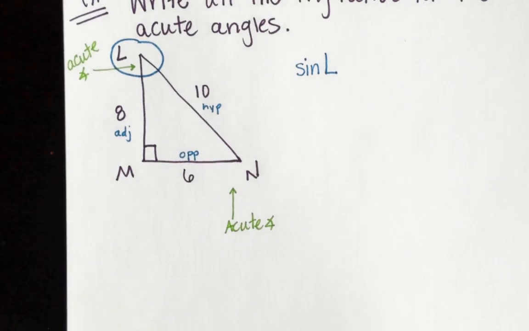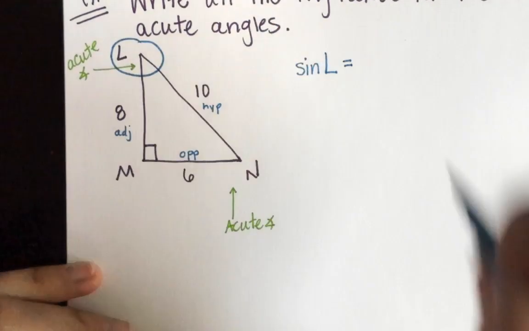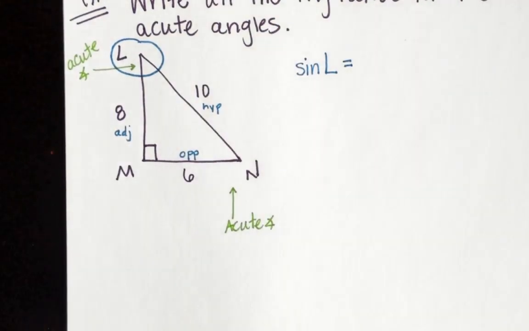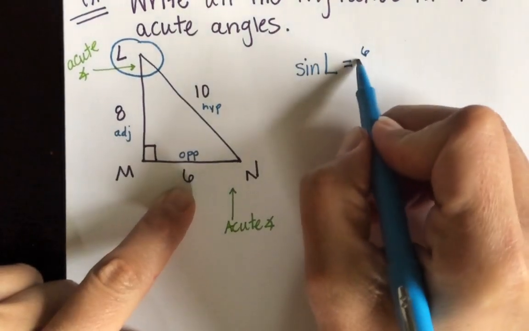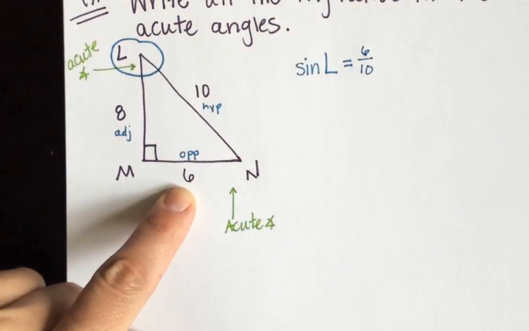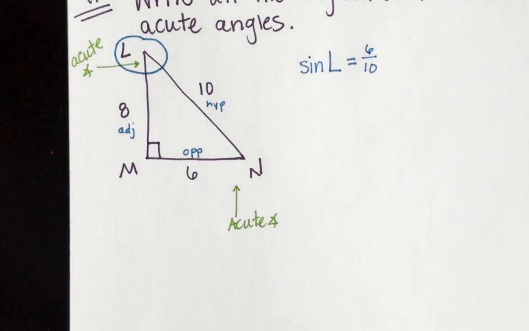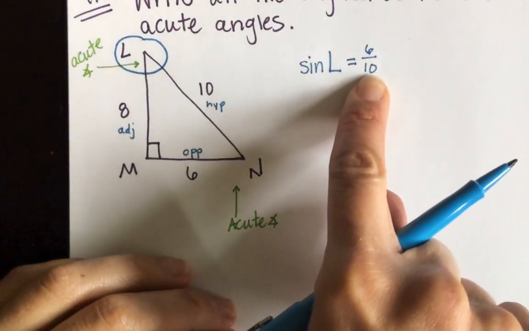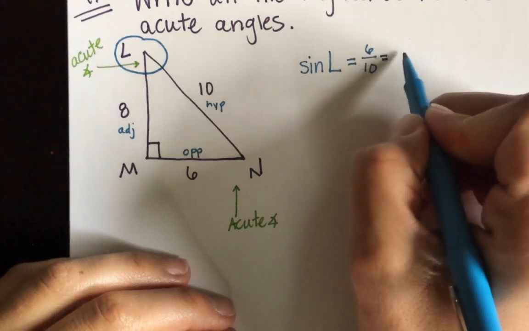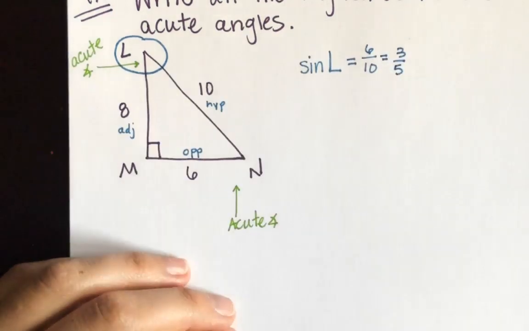theta floating in there. We're going to put our equal sign, and we know that it's supposed to be opposite over hypotenuse. So opposite is 6, hypotenuse is 10. Now, never leave a ratio, because this is the whole point, it's a trig ratio. You do not leave a trig ratio not simplified. So our final answer would be 3/5.